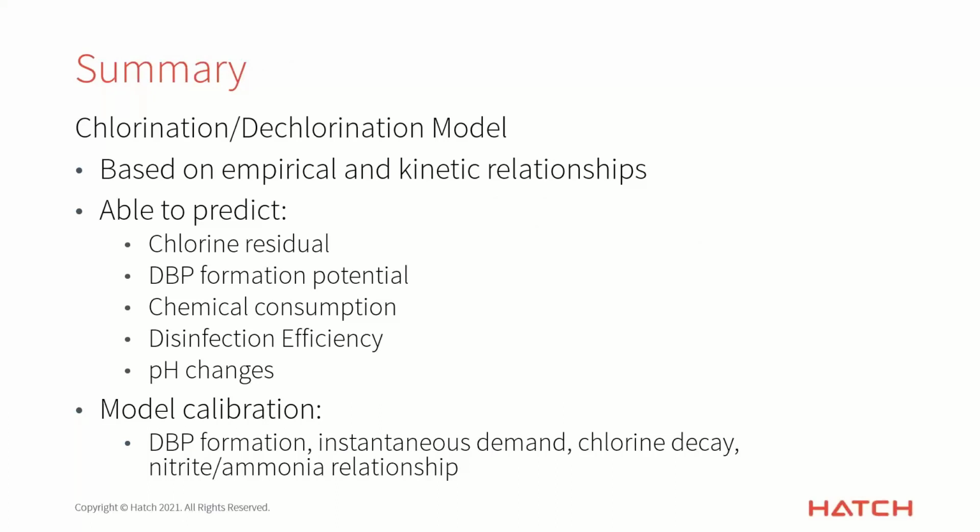So today, I discussed the chlorination and dechlorination model and a lot of the updates that we've put into it for GPS-X 8.1. This model is based on empirical and kinetic relationships, and it's able to predict the chlorine residual, the disinfection byproduct formation potential, the chemical consumption, the disinfection efficiency, and pH changes. And this model can be calibrated to your disinfection byproduct formation, your instantaneous demand, chlorine decay, or the nitrite and ammonia relationship.